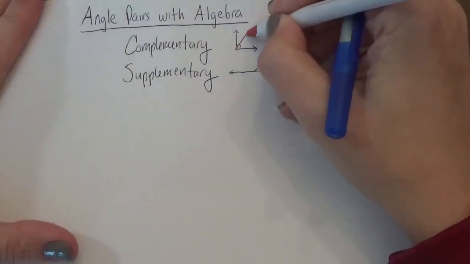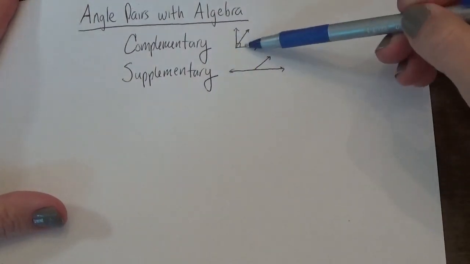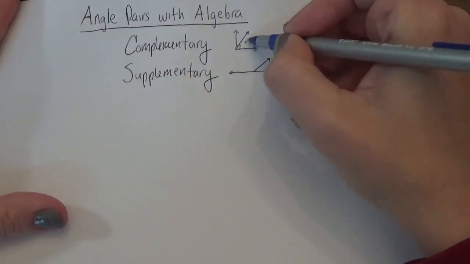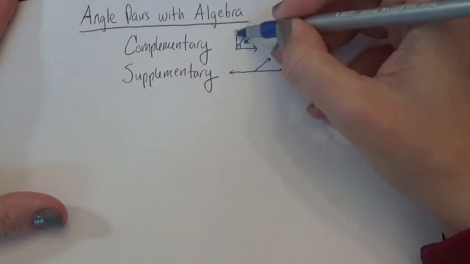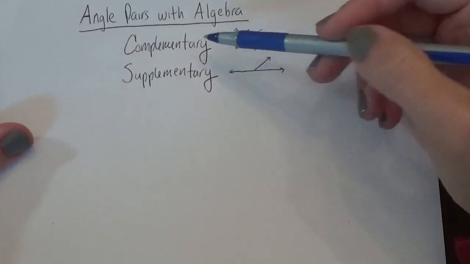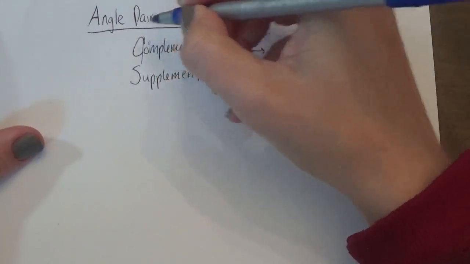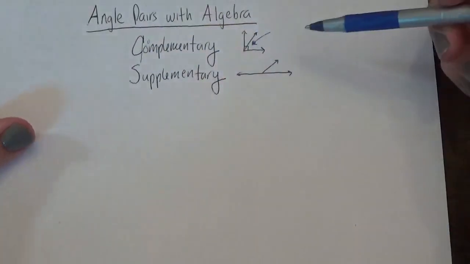Actually, let me add in a... So complementary are going to be two angles next to each other that add up to 90. It's a dead giveaway because it's going to have that 90 degree. It's going to look like an L. How do you remember complementary is 90? Check this out. Does that look like a 90 degrees? Complementary, there you go.